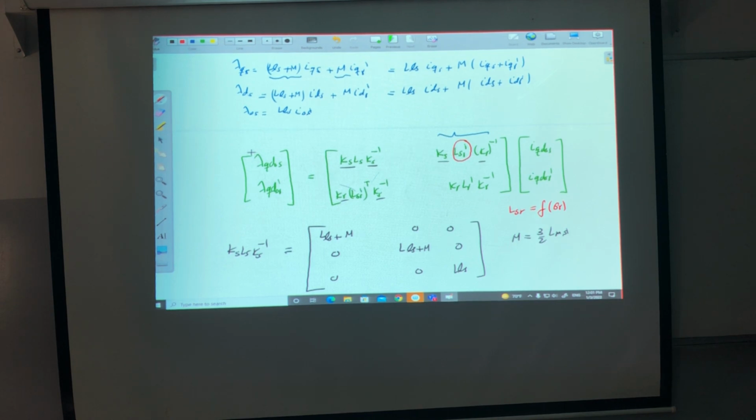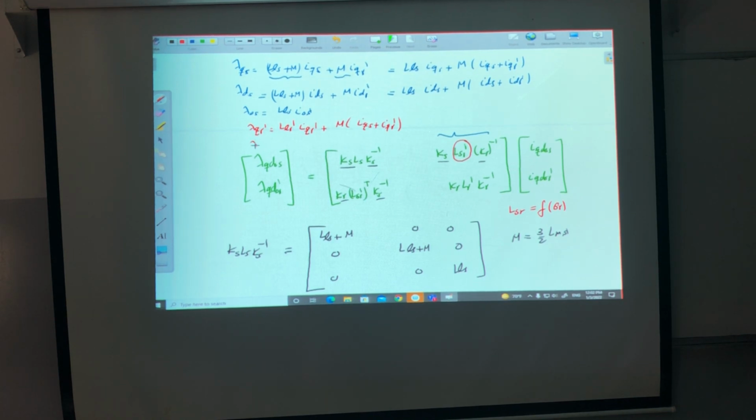Replace S with R. Let's write this one. Lambda QR dash equal to what? So it will be LR dash IQR dash plus M, IQS plus IQR dash. So this term is shared in between. This is the mutual between the rotor circuit and what? And the stator circuit, correct?